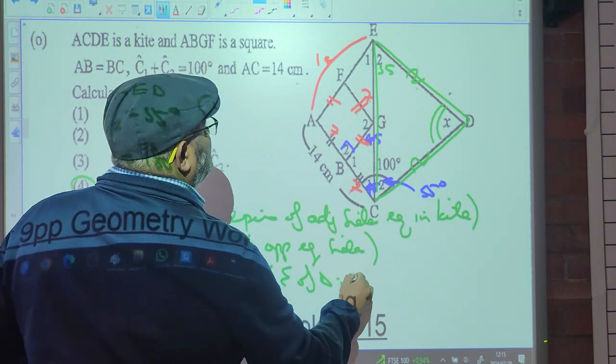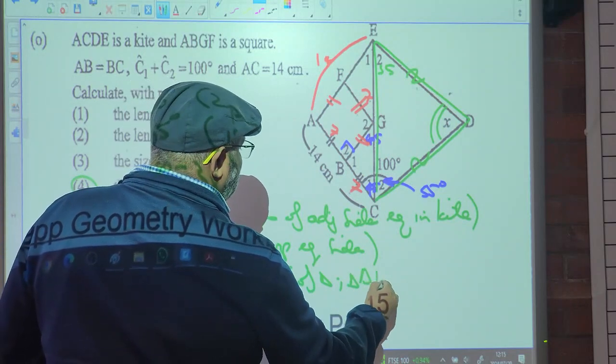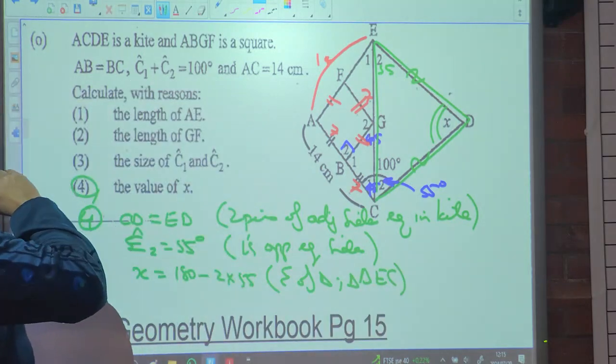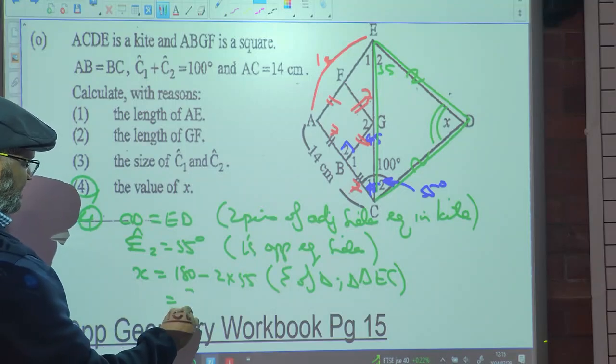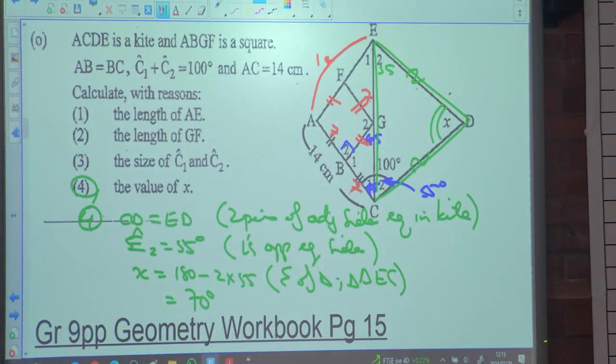In this triangle DEC, it's 55 times 2, which gives you an angle of 70 degrees. Beautiful. You can't help but love the sums. This is the last one on this page. One more.